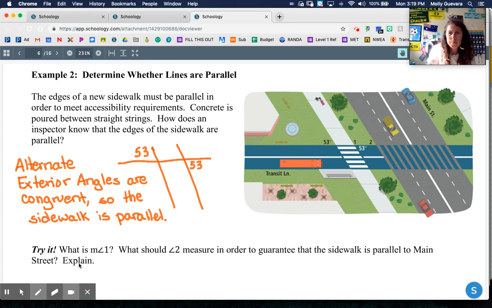Then for our try it, it says, what is the measure of angle 1? So what is the measure of angle 1? And what should angle 2 measure in order to guarantee that the sidewalk is parallel to Main Street? So I want you guys to go ahead and hit pause on this video and try this. Find the measure of angle 1 and find what angle 2 should be in order for the sidewalk to be parallel to the street.